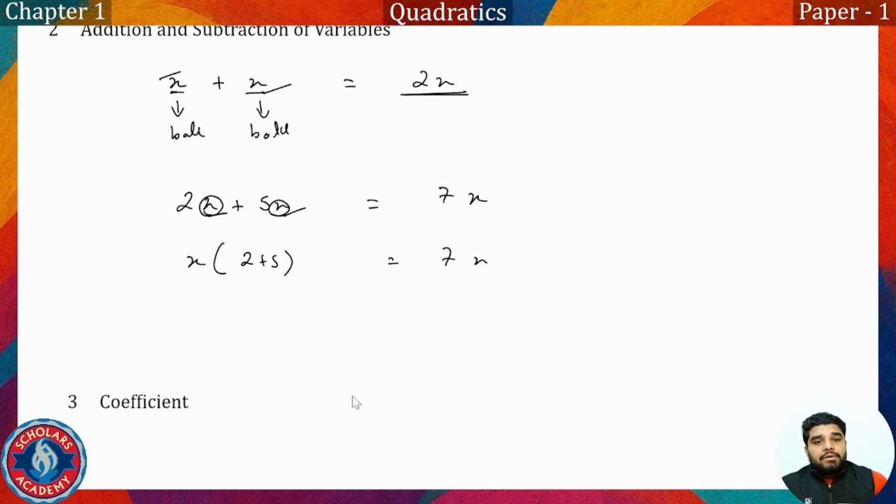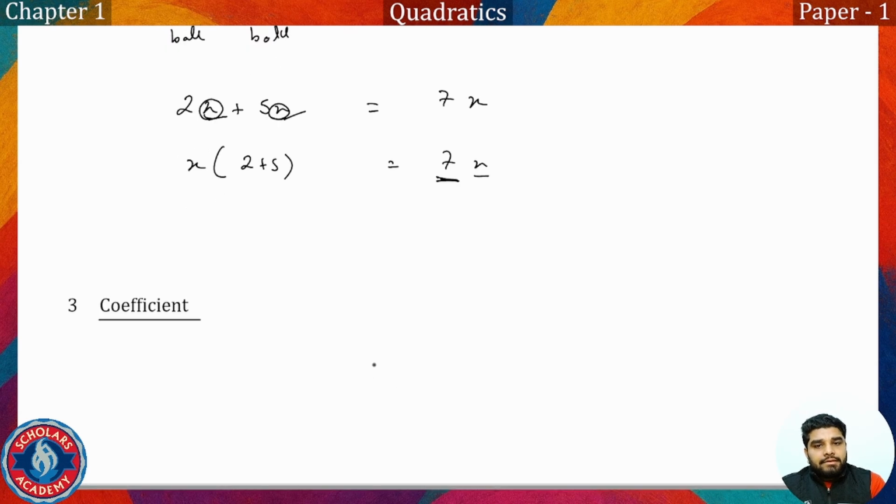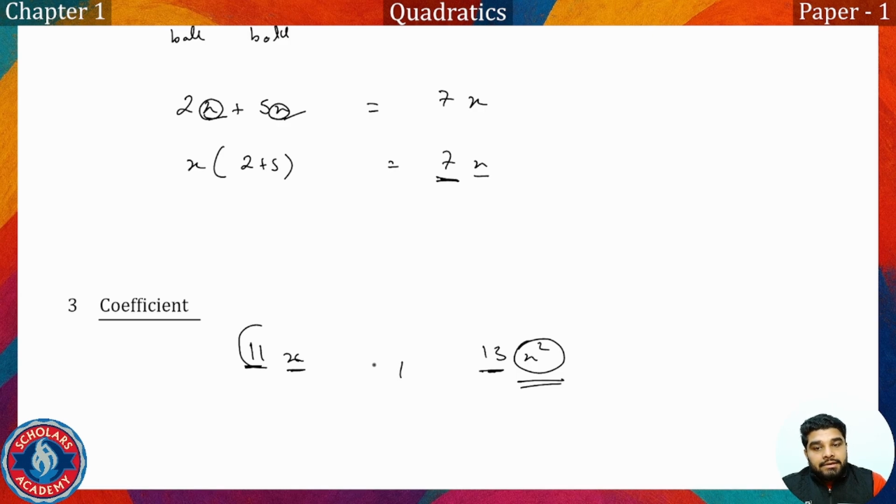Now, whatever we are getting over here, we say this to be the coefficient of the variable x. All right. So for example, if I say 11x, so 11 is the coefficient of x, or I say 13x square. So 13 is the coefficient of x square. All right. So coefficient is basically this constant or this number which is with x.